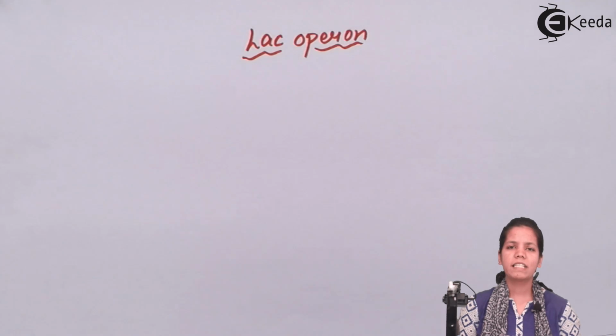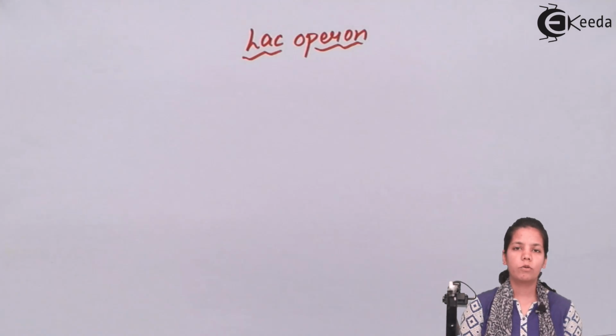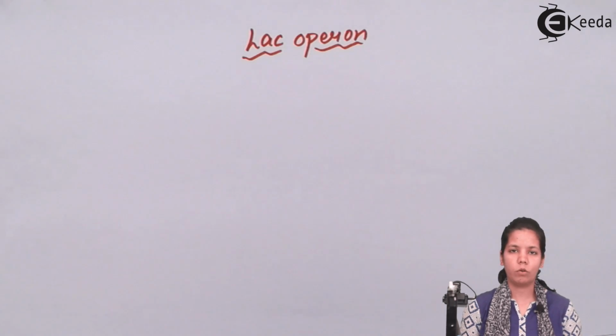Lac Operon. When I say Lac Operon, it means the lactose operon that is present in E. coli. Now what is this lactose? Lactose is a form of sugar. We all are aware of glucose, sucrose. Lactose is also a form of sugar and it is used as a food source by E. coli.